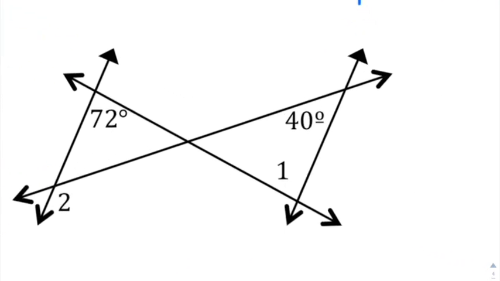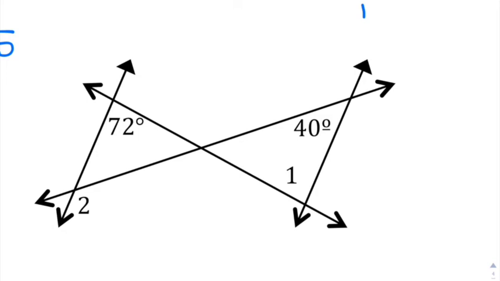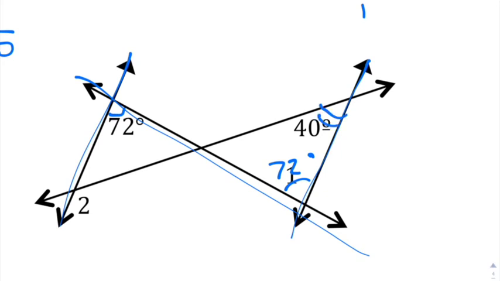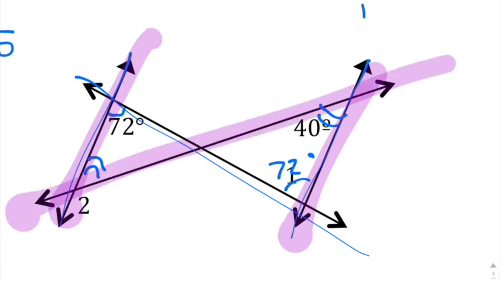This one right here is another interesting one. I noticed I've got my two lines and transversal, so you have some alternate interior angles going on there. So angle 1 should be 72 degrees. And then you've also got another set of alternate interior angles with a different transversal. Notice that those two angles should be congruent, because those are alternate interior angles. So I'm going to go ahead and write 40 right over here as well.